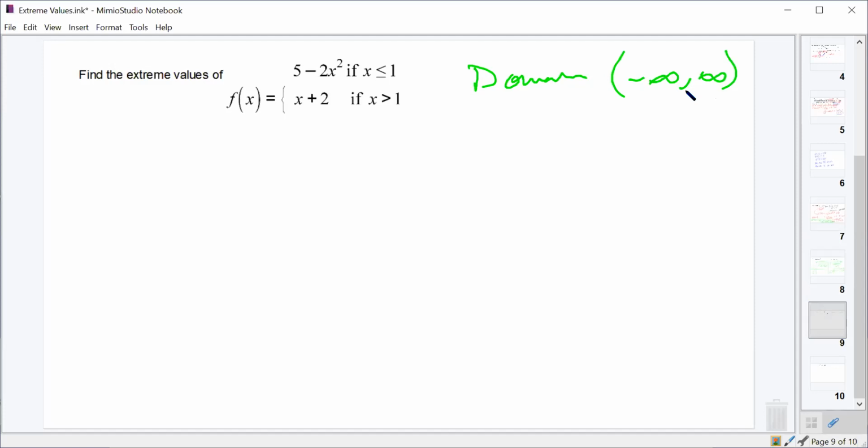5 minus 2x squared if x is less than or equal to 1, and x plus 2 if x is greater than 1. So let's just take the derivatives of both of those and see when each one is 0 and see when each one is undefined. So for x less than or equal to 1, what is f prime of x equal to?